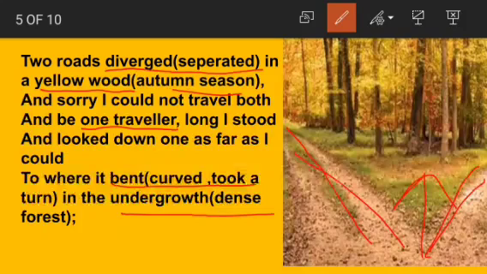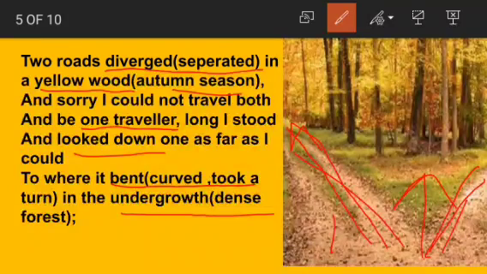What did he do? He stood in one place. He was standing in one place because he cannot travel both the roads, isn't it? So he stood in one place, and what did he do? He looked down as far as he could. And he started deciding. He looked beyond the road, where the road was taking a curve, where the road was ending. So he also bent down and he sees the road that ends at the curve. And where is it leading? It is leading into the undergrowth, into the dense forest.